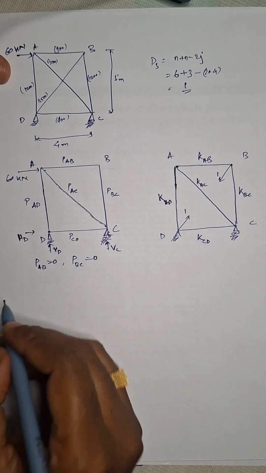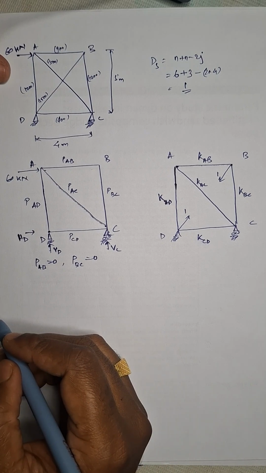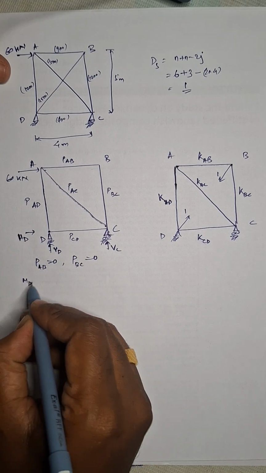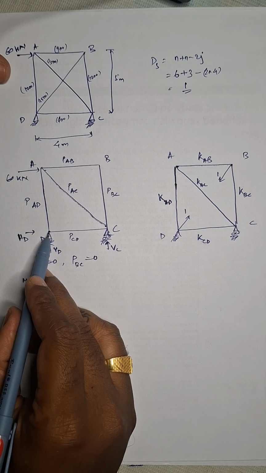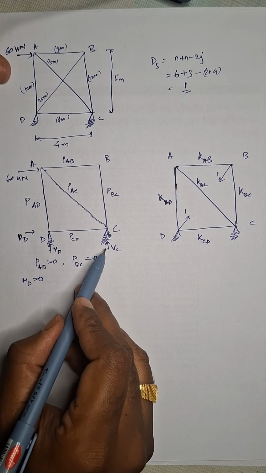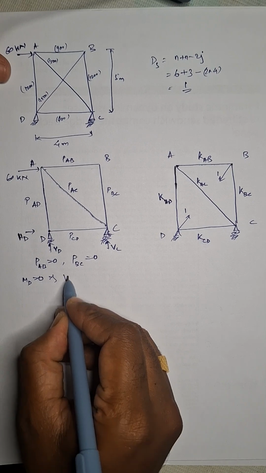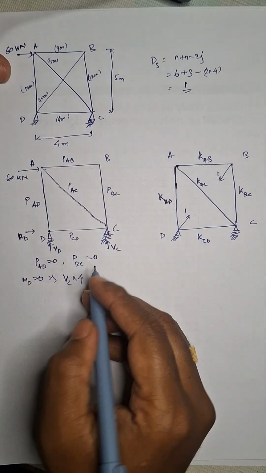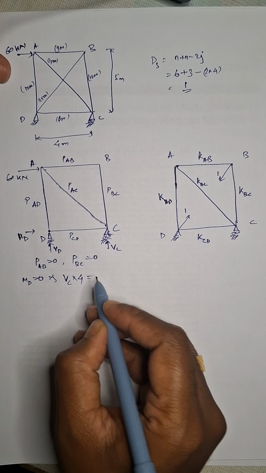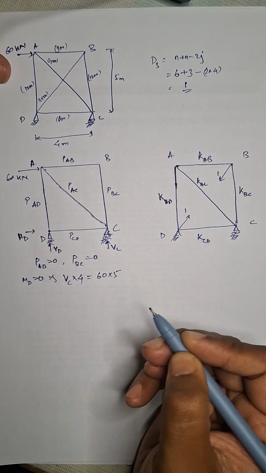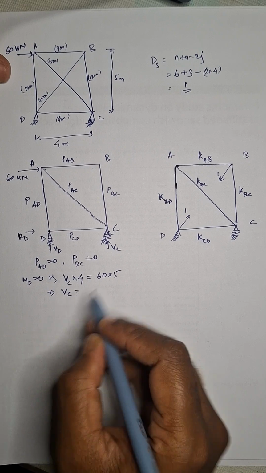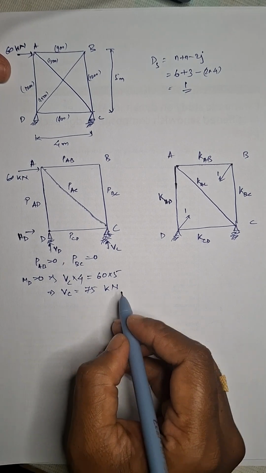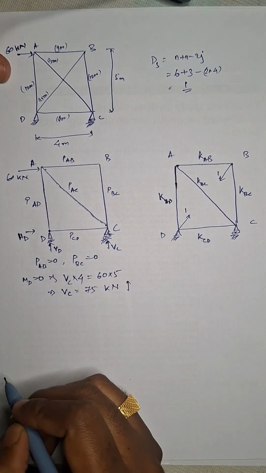To find them, we have to apply equilibrium equations. Let's take moment at point D equals 0. The external loading is VC and 60. So I can write VC into this length, which is given as 4. This is anticlockwise direction. This load is making clockwise direction, so this is 60 into the length, which is 5. So we will get VC as 75 kilonewton. VC is positive, so our taken direction is okay.